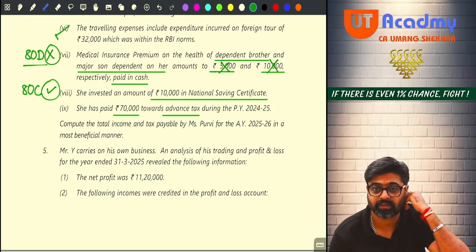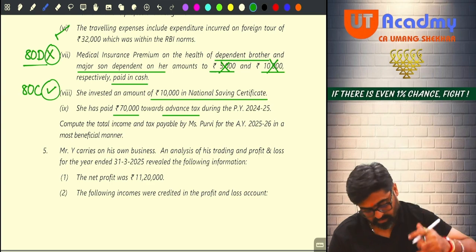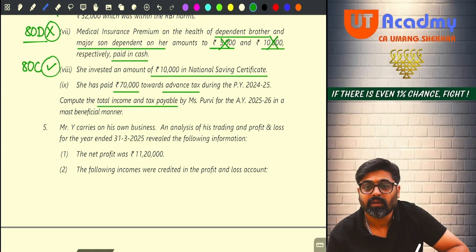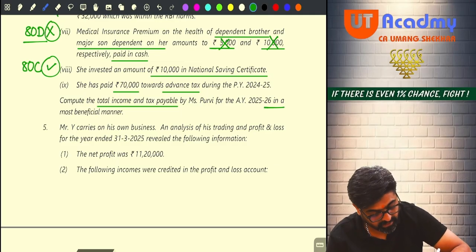And very important, tax calculations are very important. Now pay attention. Compute the total income and tax payable. See, you have to compute total income also. You have to compute tax payable also, in the most beneficial manner.